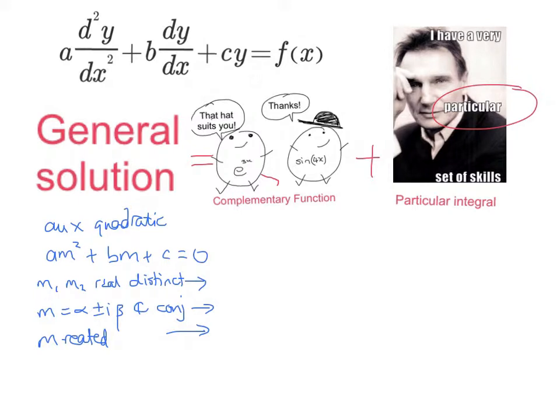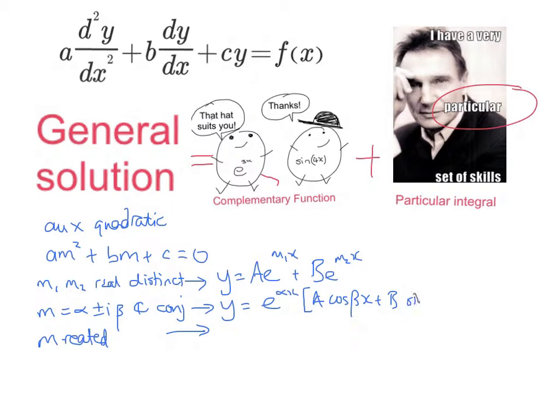So the complementary function for real and distinct roots is y equals a e to the first one x plus b e to the second one x. If the roots are complex conjugates, then the complementary function is e to the alpha x, alpha is the real bit of the root, and any amount you like of cos beta x plus any amount you like of sine beta x. They're actually the same thing, they just look different. I've done a separate video explaining that.